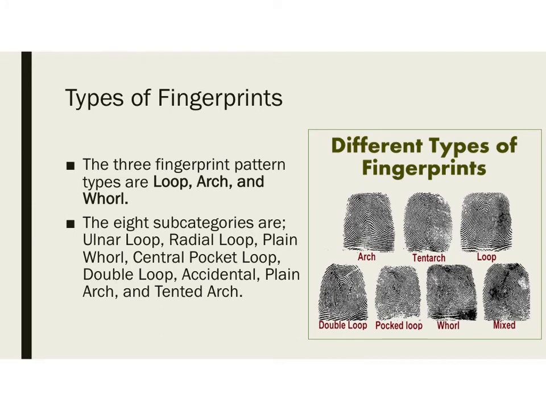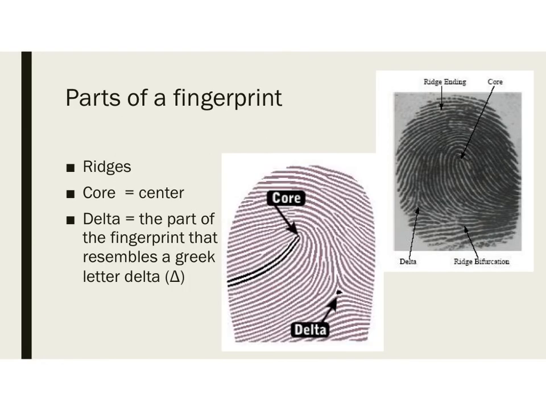All right, so our types of fingerprints. Each person has their own unique characteristics, but that doesn't mean that we can't share similar patterns. Some of the patterns that we can have are what are called a loop, an arch, and a whorl. Okay, and we're going to look at some of these different ones and why they're classified that way. We can then further classify them into ulnar or radial loops, a plain whorl, central pocket loop, a double loop, an accidental whorl, or a plain or tented arch. Okay, so let's go ahead and take a peek at that.